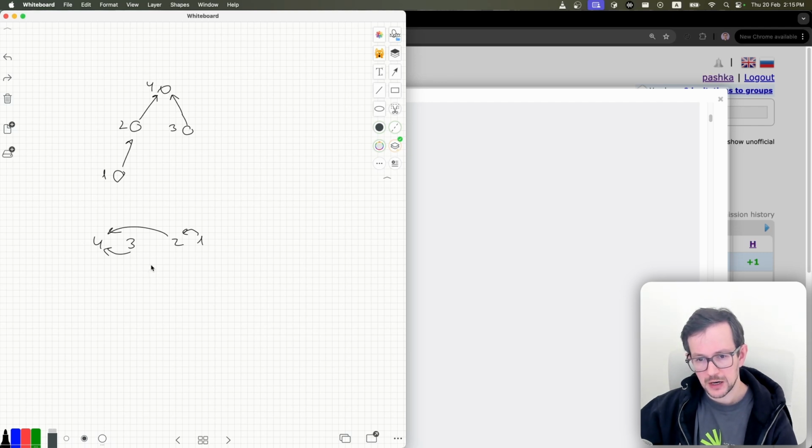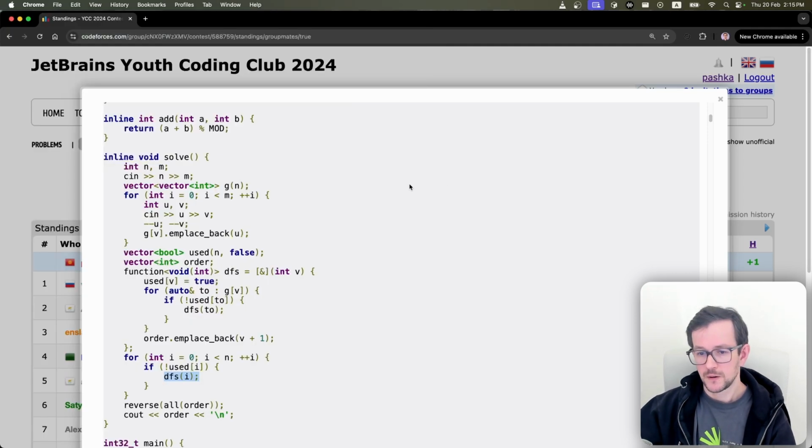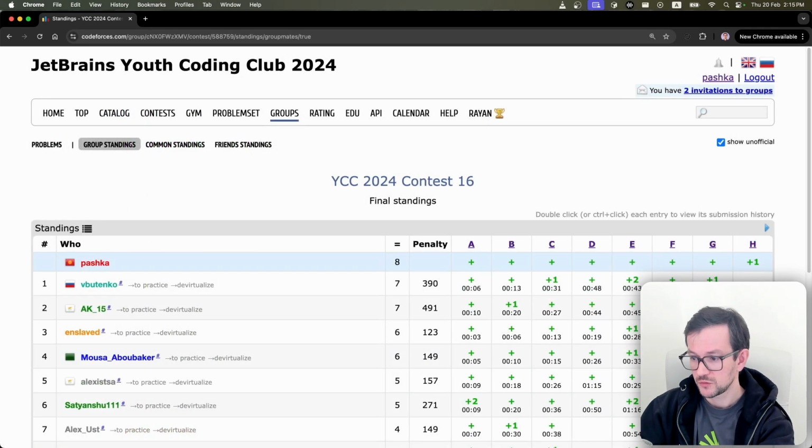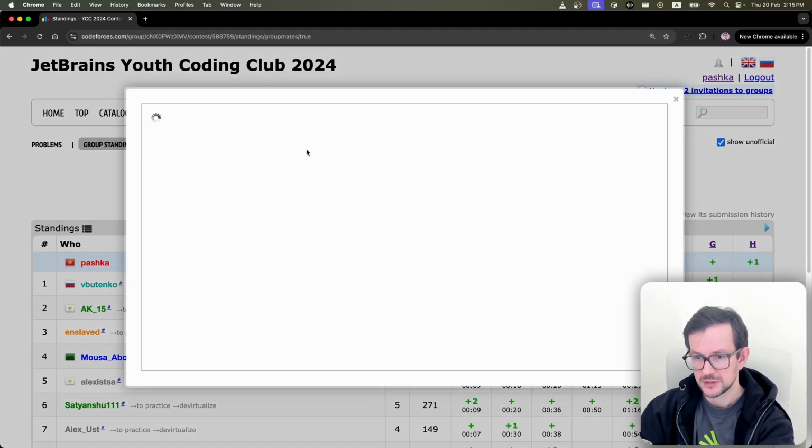Why can't I have an edge from 3 to 2? Because if I have this edge, then my DFS would go here. It's because I don't have edges from left to right in the DFS tree. Makes sense. Okay, much easier solution actually. Yeah, good for you. You have the same.